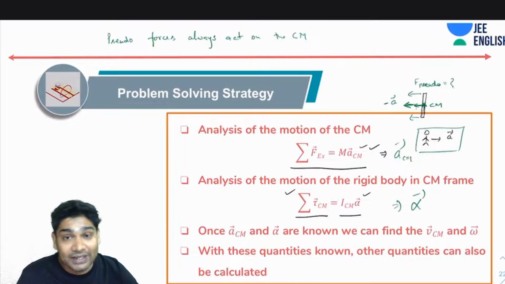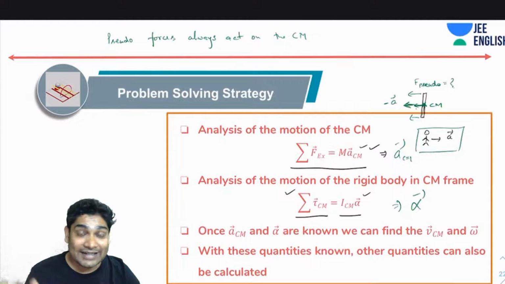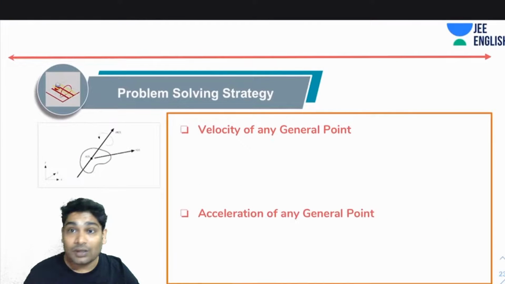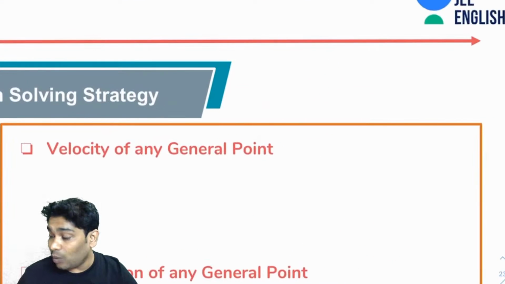Similarly, if you knew the initial omega and if you knew the alpha, you would be able to find the final omega about the CM. Now, once these quantities are known, all other quantities can be calculated. Let's see how. First of all, I'm saying that the velocity of any general point can be calculated if I know VCM and if I know omega. Why? Let's see, at any general point.